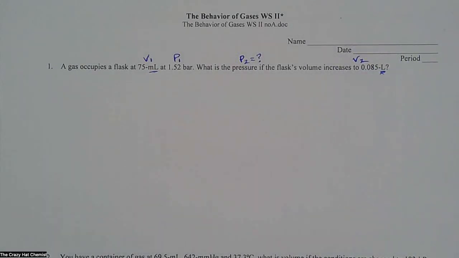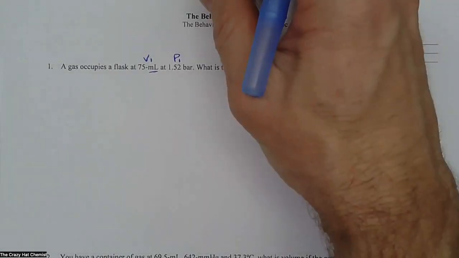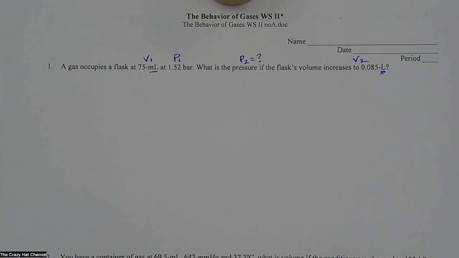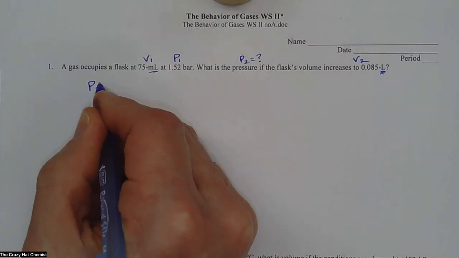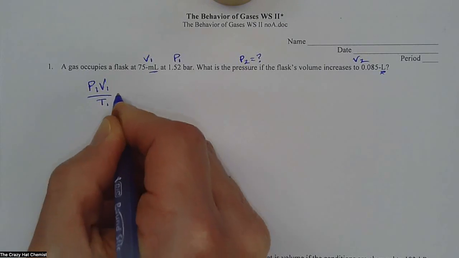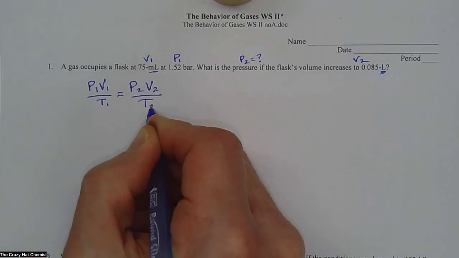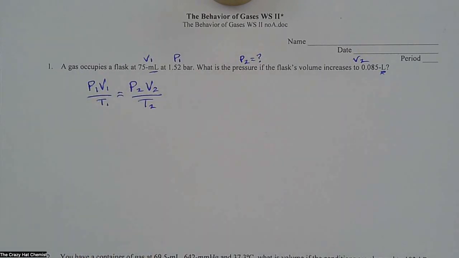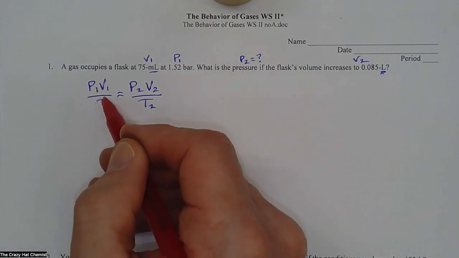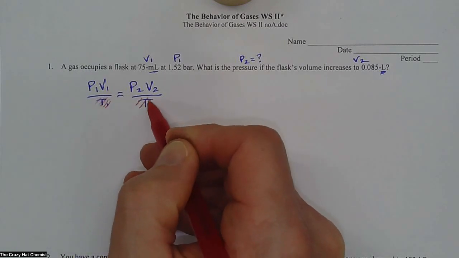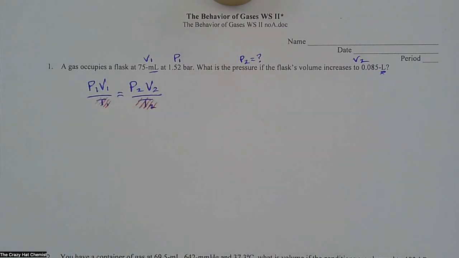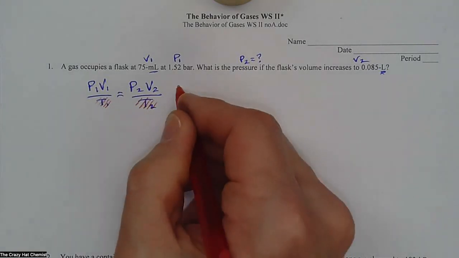There's no mention here in this problem about temperature. Therefore, the temperature is going to remain constant. So what we are actually using is the combined or general gas law, and I'll write that down here. P1 V1 over T1 is equal to P2 V2 over T2. And then since temperature is not mentioned in this problem, that means it's going to be constant. So I'm going to scratch that out. And what I have is Boyle's law. So this is an example of Boyle's law.